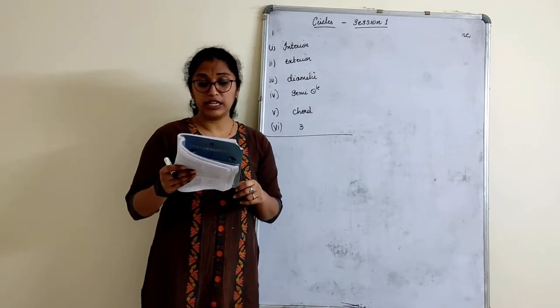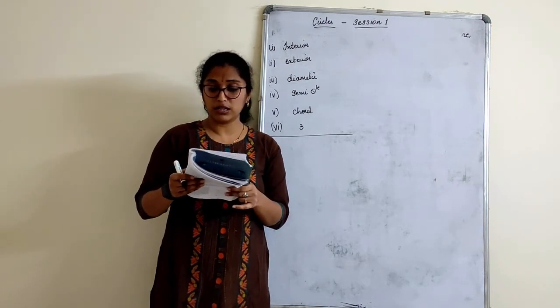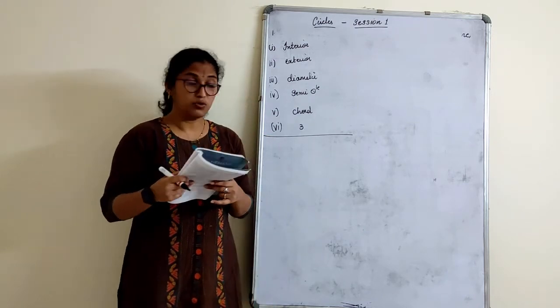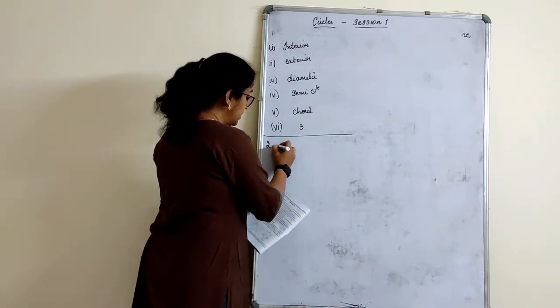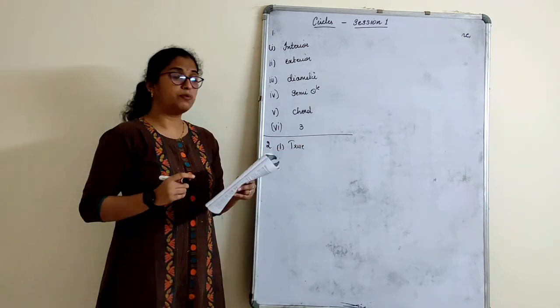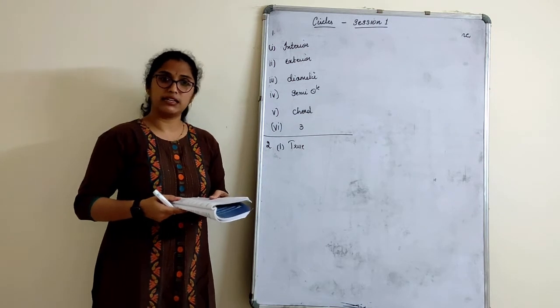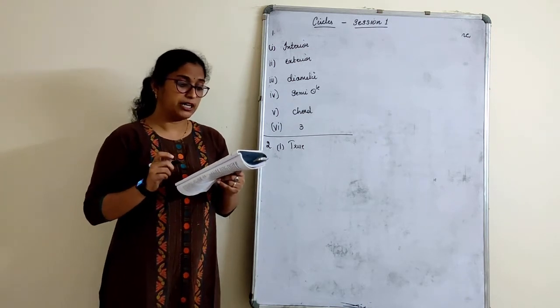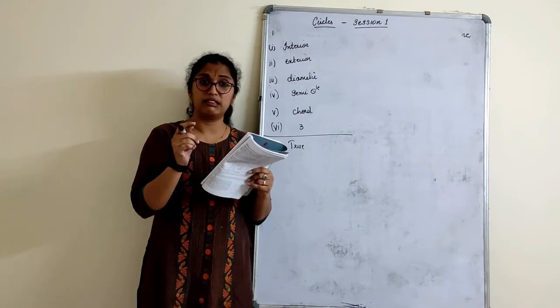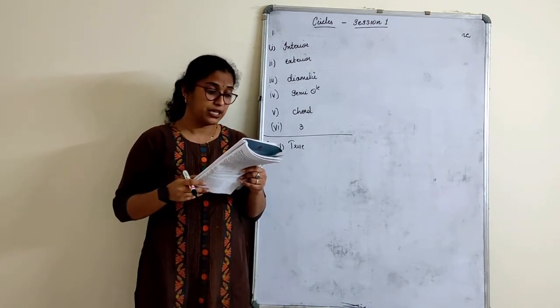A line segment joining the center to any point on the circle is called radius of the circle, right? So it is true? Yes. First one is true because all the points on the circle are equidistant. That is why a line segment joining the center to any point on the circle is called nothing but the radius of the circle. Second one.